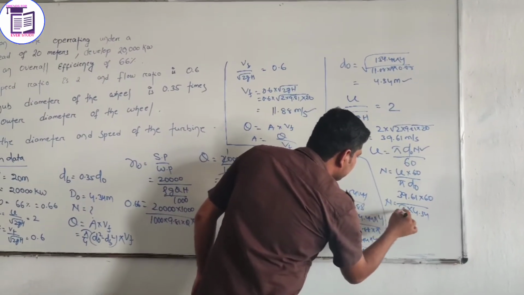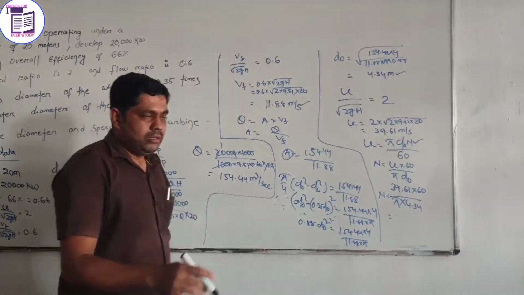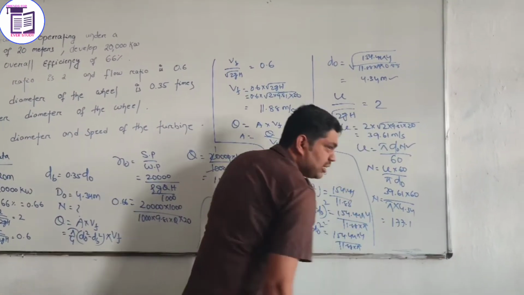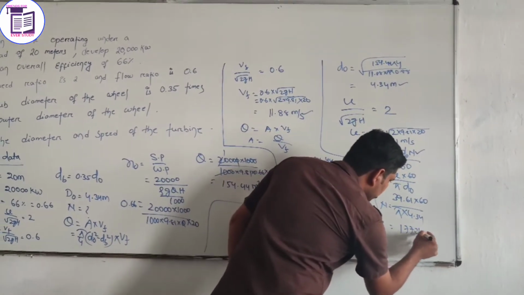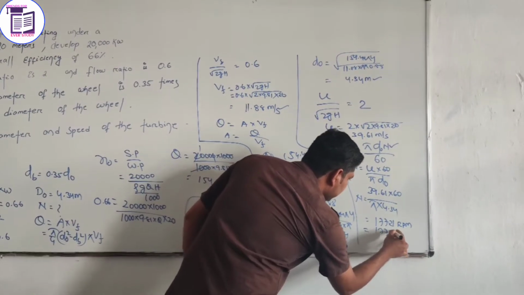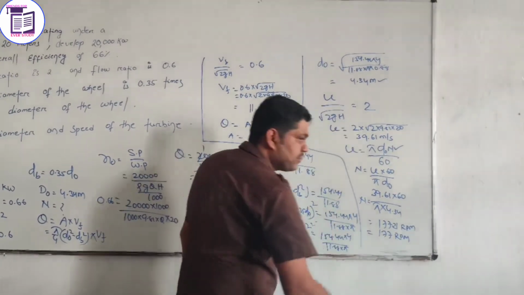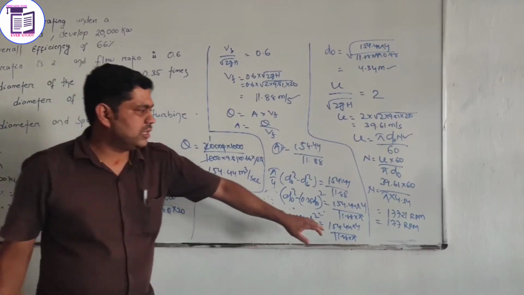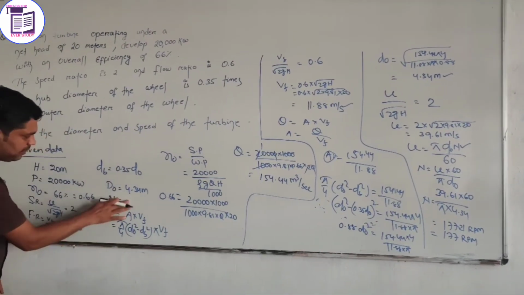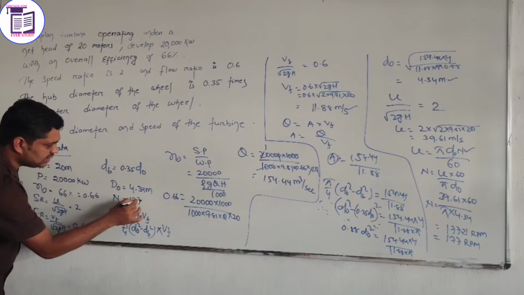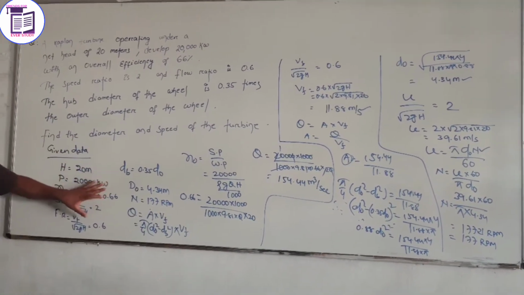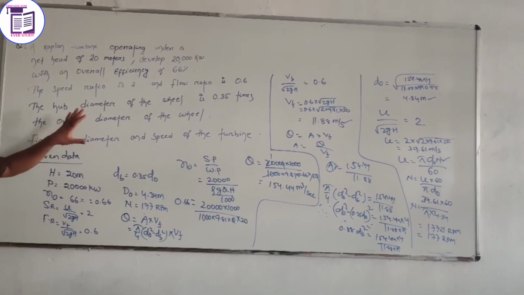Now N is 177.121 rpm. So we can also write 177 rpm. So the value of N is 177 rpm. Now using these relations and the given data, you simply solve the problem.